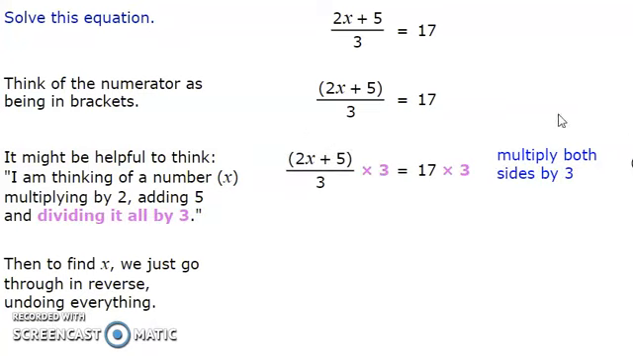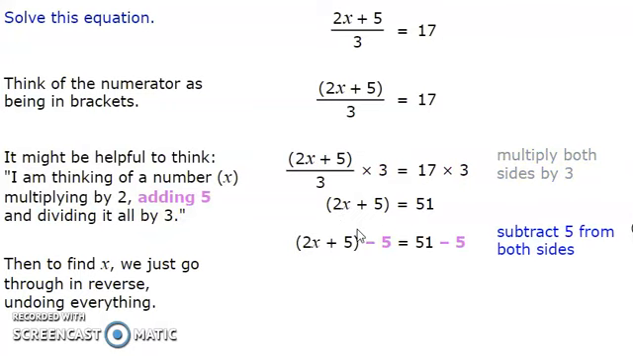For undoing the left hand side, you have to multiply by 3 so that 3 and 3 get cancelled, and since you have multiplied the left hand side by 3, you have to multiply the right hand side also by 3. So we are left with 2x plus 5 equals 51. This 3 and 3 get cancelled and you are left with just 2x plus 5 on the left hand side, and the right hand side will be 17 times 3, that is 51.